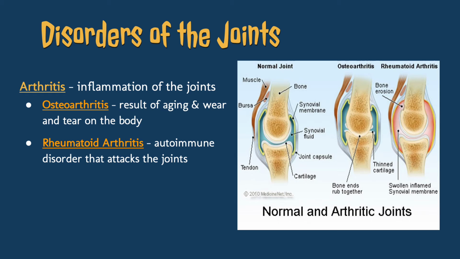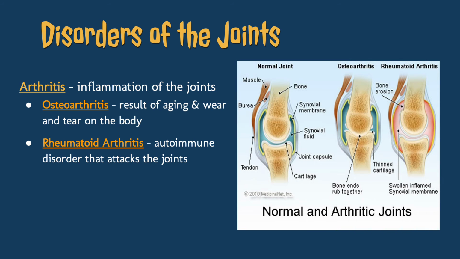So rheumatoid arthritis is an autoimmune disorder that attacks our joints. So an autoimmune disorder is any kind of disease where our body is attacking itself. So our immune cells recognize things in our body as foreign. It says, hey, this doesn't belong here. And it starts to attack it, even though that part of our body is supposed to be there. So that's what an autoimmune disorder is.